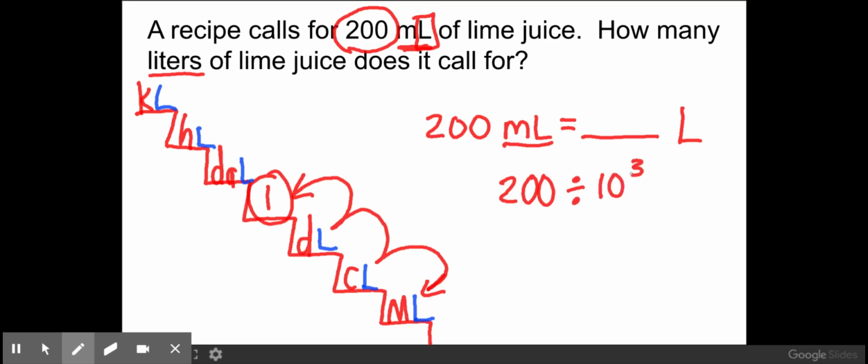Again, when I'm dividing, the number gets smaller, which means it moves to the right, so the decimal has to move in the opposite direction, which is left. So I take my 200, and because it's a whole number, I know that my decimal goes here. I'm going to move it to the left 3 times because that's what my exponent tells me to do. 1, 2, 3. So now I could just say that 200 milliliters is the same as 2/10 of a liter.